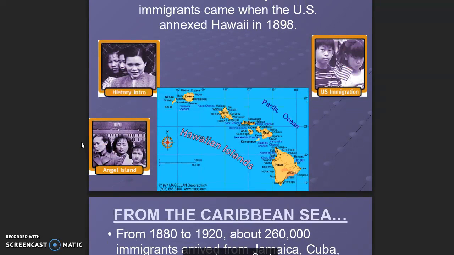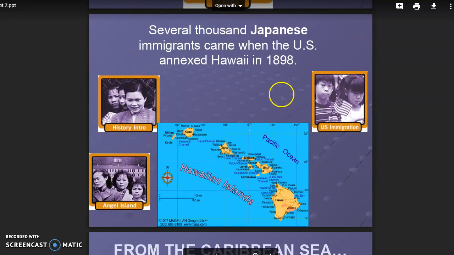Question number 4 is asking you, in 1898, what did the U.S. annex and what group of people came to the U.S.? This is right here in the title of this slide. Several thousand Japanese immigrants came to the United States when the U.S. annexed Hawaii in 1898. Annex means to simply take over. Please write that down for question number 4.